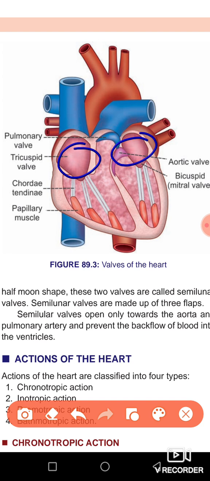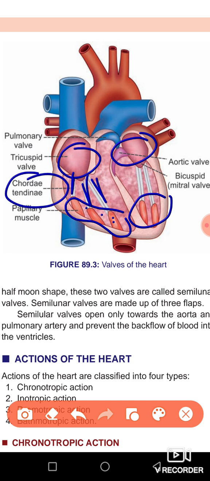Here you can see with the orange color, these are the papillary muscles. In the right part there are three papillary muscles, but in the left part it is composed of two papillary muscles. And these blue lines are the chordae tendineae, which pull up your valves.